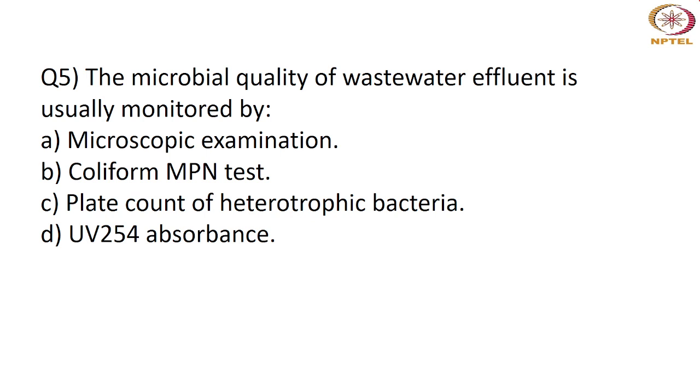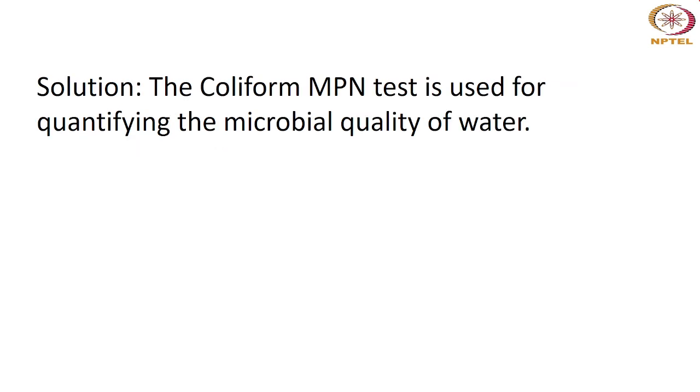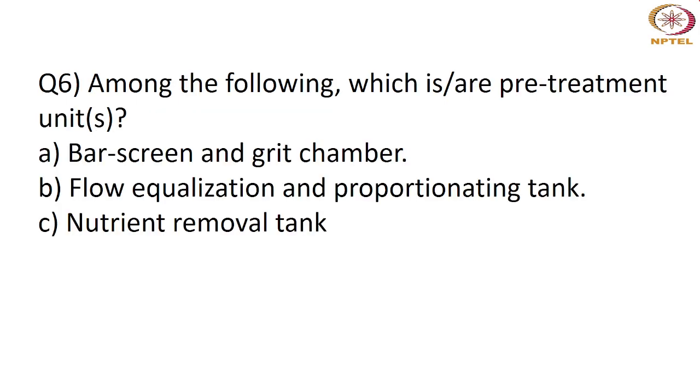We'll go for the answer. No more response. So the correct answer is the coliform MPN test. This is the easiest process to identify the microbial colony, and from there we can calculate and get the assumption of microbial activity. The next one, again, theoretical question regarding the pre-treatment process.